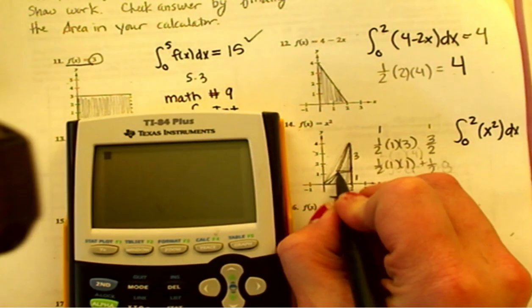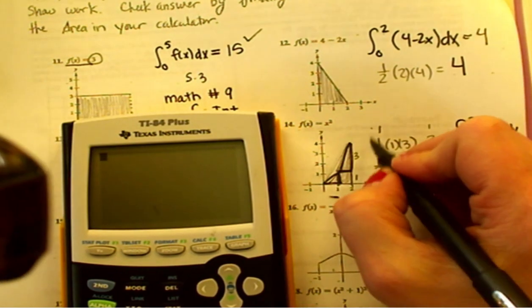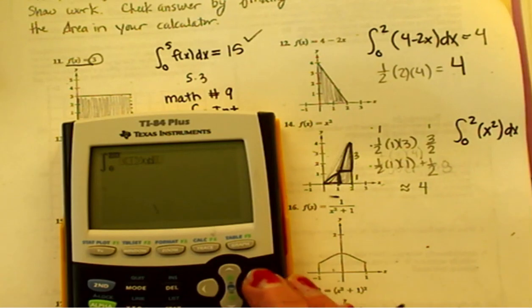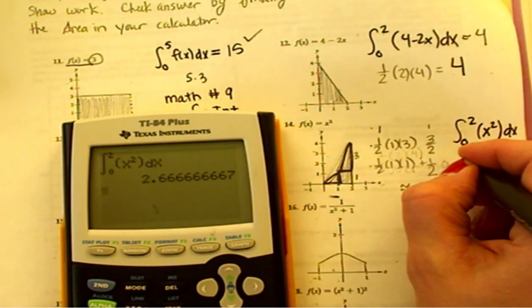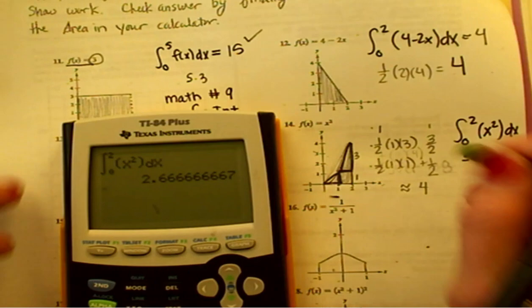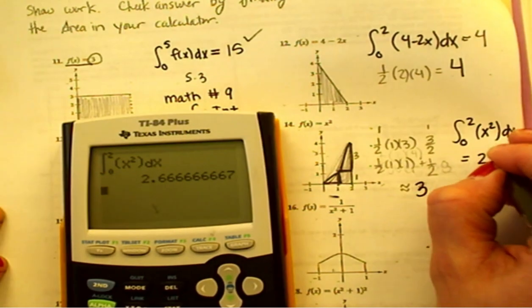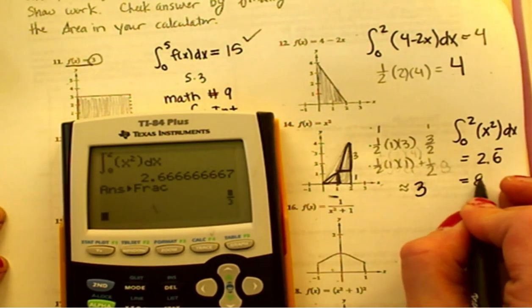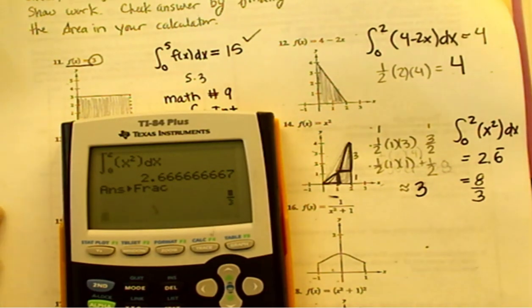Okay, so we did 1 square, rectangle, or sorry, triangle, triangle, 1, 2, 3. And let's check it. Math 9, 0 to 2, function, 2.6. So it looks like I must have overestimated somewhere. Oh, I know. It actually adds to 3. Okay, so 2.6 repeating. 8/3. So we overestimated here. The exact answer is 8/3.